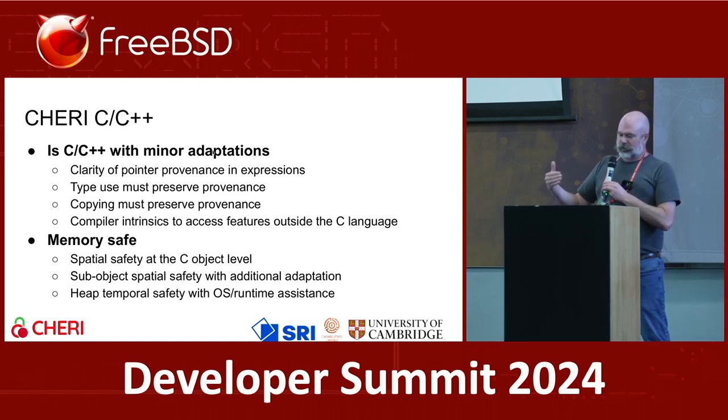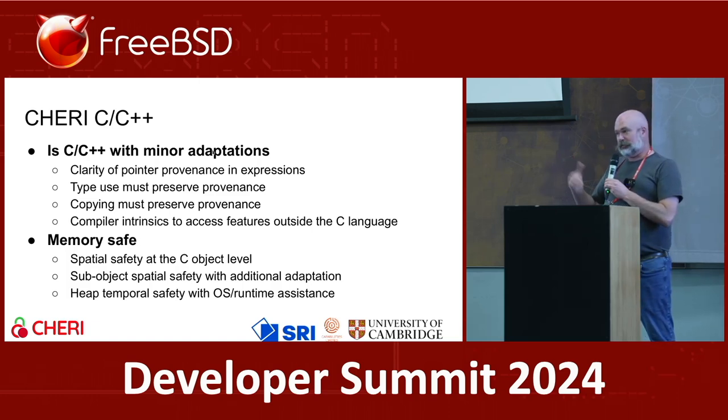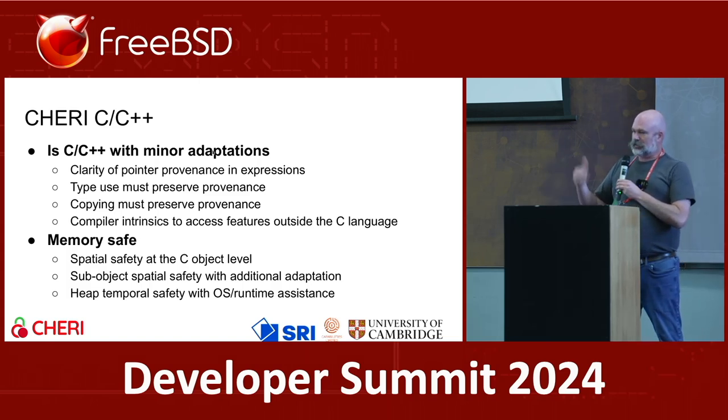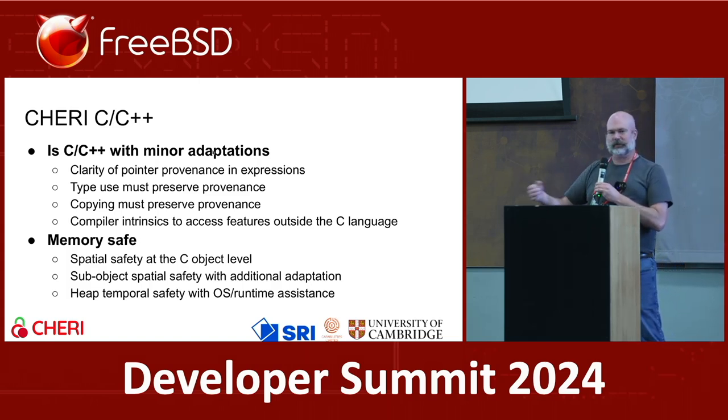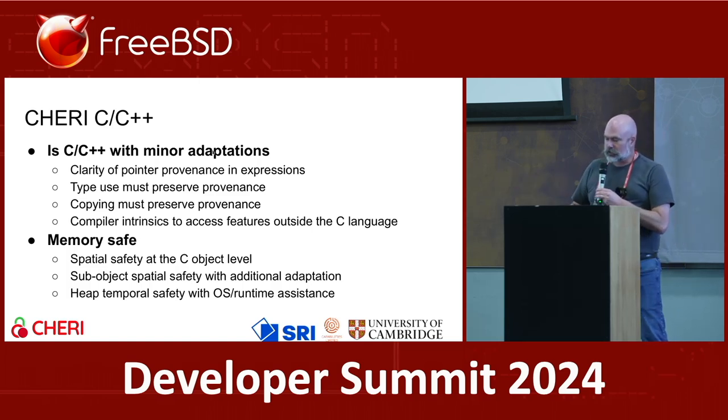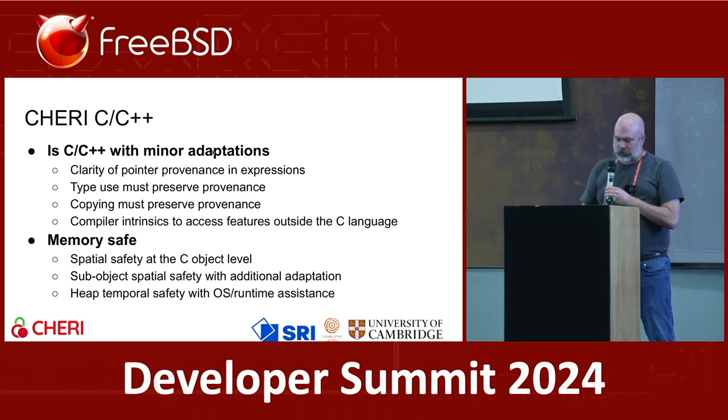In addition to the spatial safety, we've been able to build heap temporal safety, which Mark will talk about in a bit, where we prevent use after reallocation. So you don't have to worry about two malloc returns aliasing each other and bugs happening there.